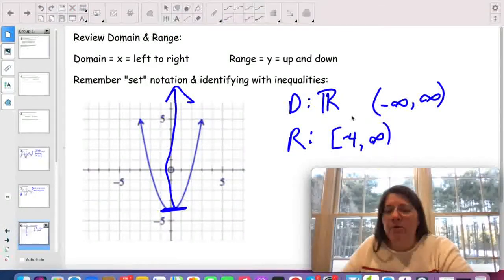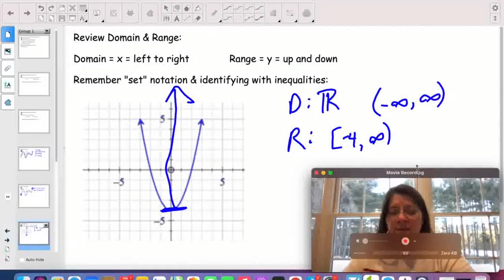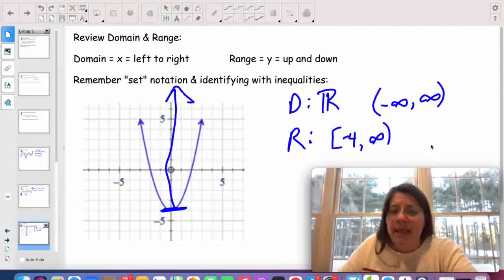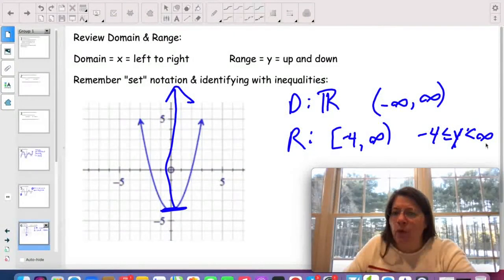This is how I would write my range using set notation. Because it includes -4, I use a bracket. But since it goes to infinity, we end that set notation with a parenthesis. Another way I could write that range is: the range goes from -4 to infinity. The -4 is included. The infinity goes forever, so we don't need that to be less than or equal to.